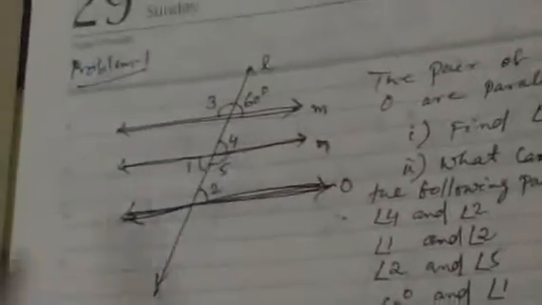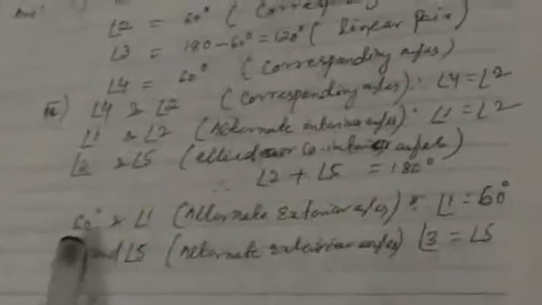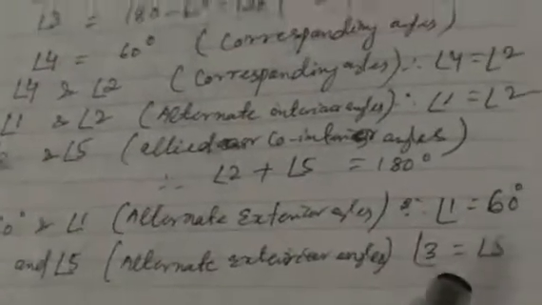2 and 5. 2 is here, 5 is here. So they are allied angles or co-interior angles. Since the lines are parallel, these two, 2 plus 5, always sum to 180 degree. Then 60 degree and 1. These two are alternate exterior angles and their measurements are equal, 1 is equal to 60 degree. And angles 3 and 5, the same, they are also alternate exterior angles and their measurements are equal. That completes the question given.